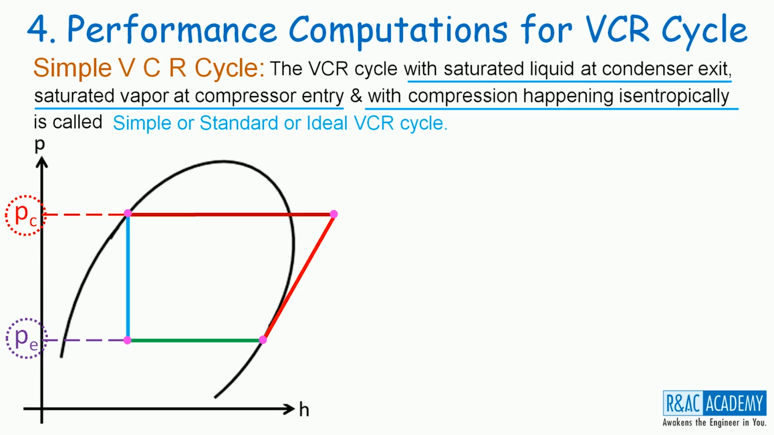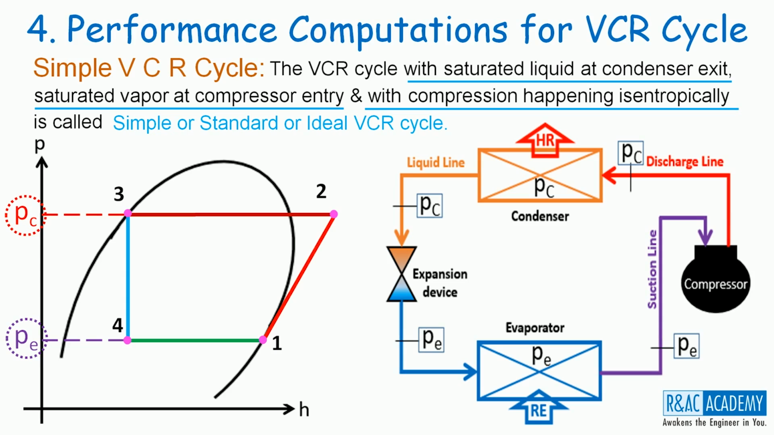Let us number the states 1, 2, 3, 4. 1 to 2 is the isentropic compression process, 2 to 3 is the isobaric heat rejection process, 3 to 4 is the isenthalpic expansion process, and 4 to 1 is isobaric heat absorption, producing the refrigeration effect. Let us now map these four state points on the VCR system, vapor compression refrigeration system.